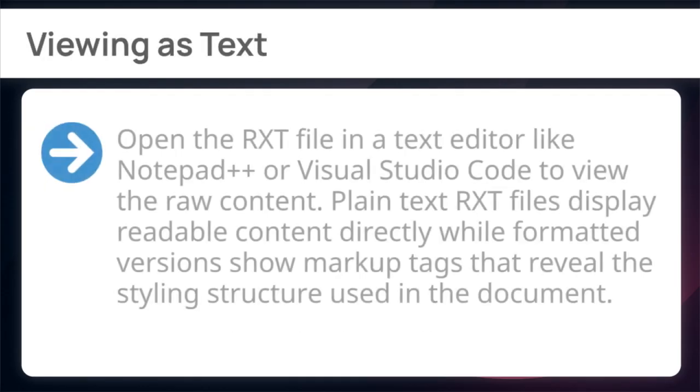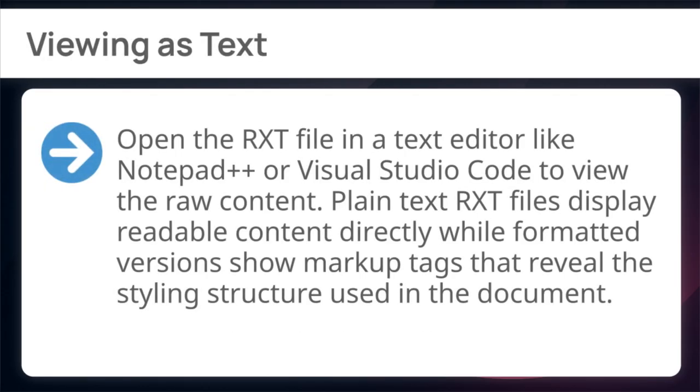Next, viewing as text. Open the RXT file in a text editor like Notepad++ or Visual Studio Code to view the raw content. Plain text RXT files display readable content directly, while formatted versions show markup tags that reveal the styling structure used in the document.